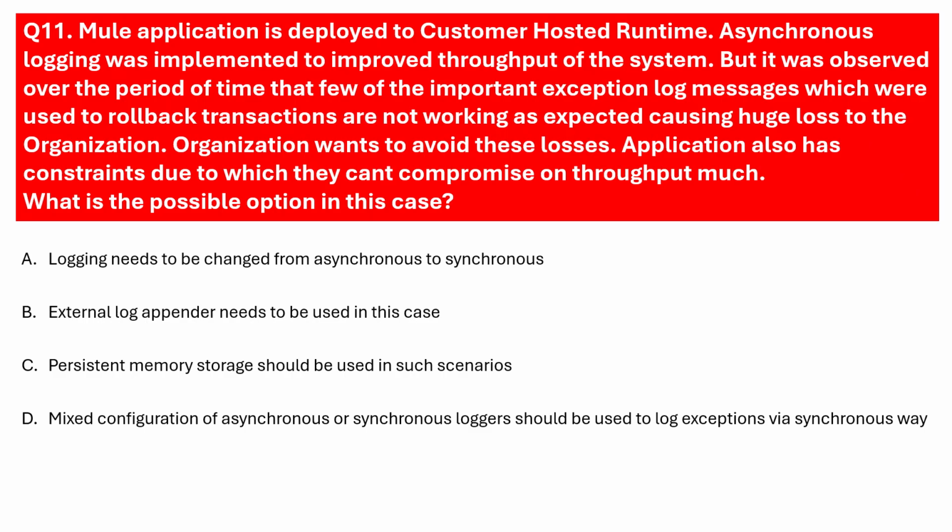Organization wants to avoid these losses. Application also has constraints due to which they can't compromise on throughput much. What is the possible option in this case?